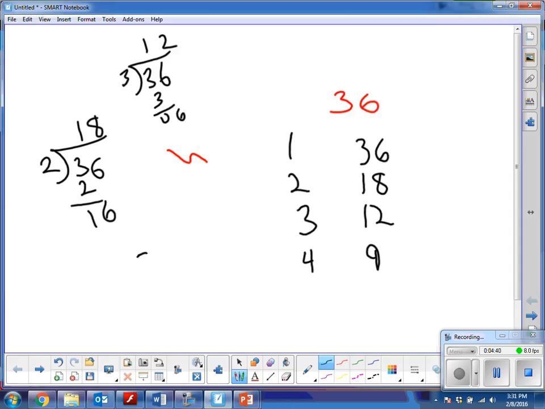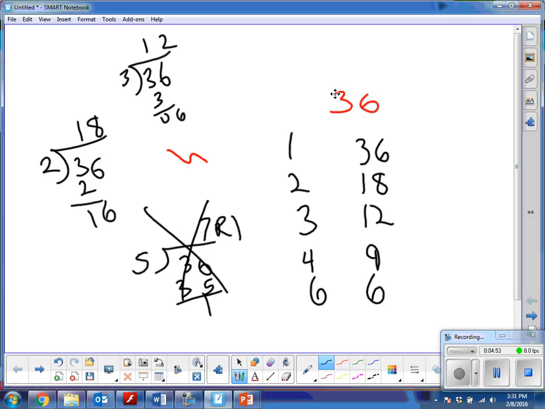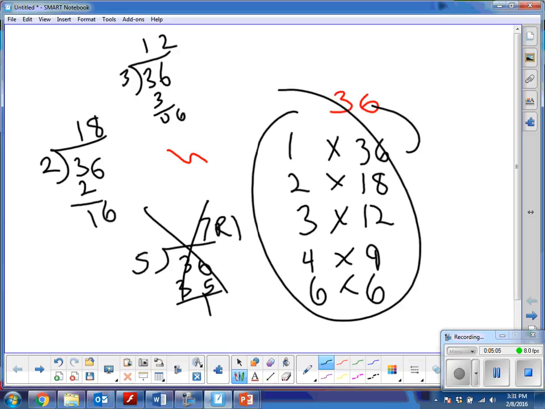What about 5? Well, I only know that 7 times 5 equals 35 right there. I have a remainder of 1, so that's not going to work. All right? What about 6? I know 6 times 6 equals 36. All right? And so on and so on. So that's how, boys and girls, that's how we're basically going to be doing that. How are they multiplied together to get this number 36? And these are all considered factor pairs.